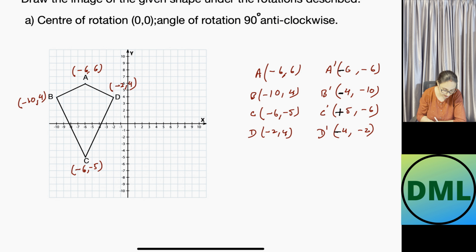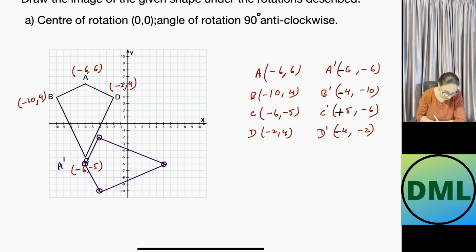-6, -6, the point is here. -4, -10, the point is here. 5, -6, the point is here. -4, -2, the point is here. I need to join that. Let's join all the points here.